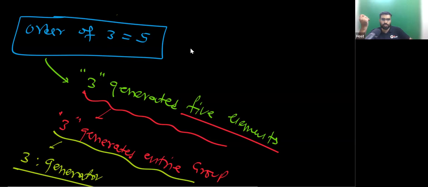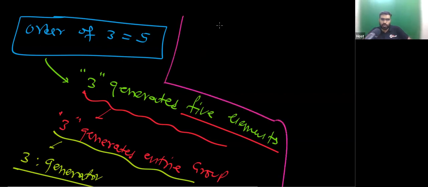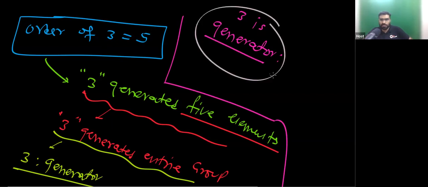If 3 is the generator, then this is a cyclic group. Yes or no? 3 is the generator. So that is the reason: because you have a generator, at least one generator, I can say 3 is a generator. Because you got the generator 3, it simply means this G is a cyclic group.